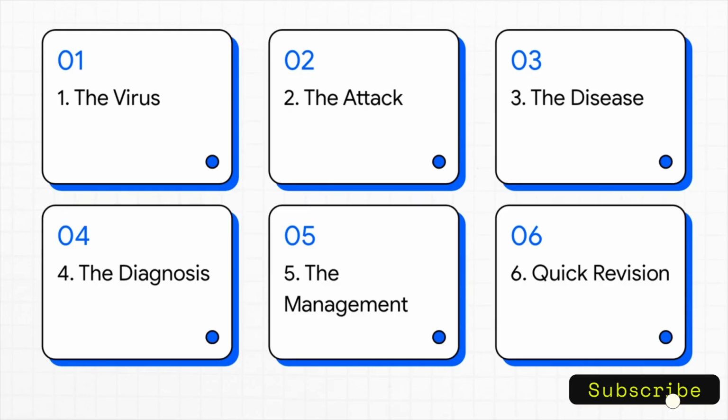So here's our game plan. We'll start with the virus itself, its structure, and how it spreads. Then we'll unpack how it attacks the body, look at the disease progression, figure out how we diagnose it, and finally cover treatment and prevention. And of course, we'll wrap up with some quick-fire revision points to lock it all in.